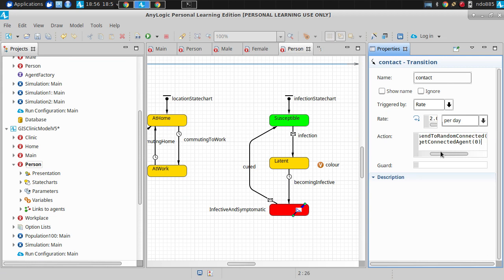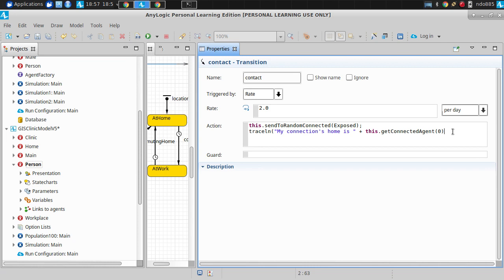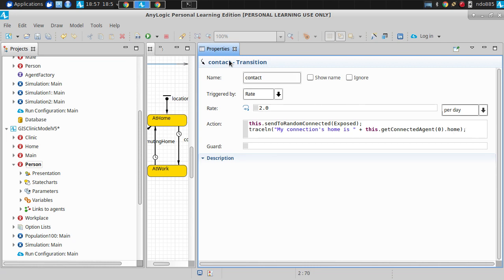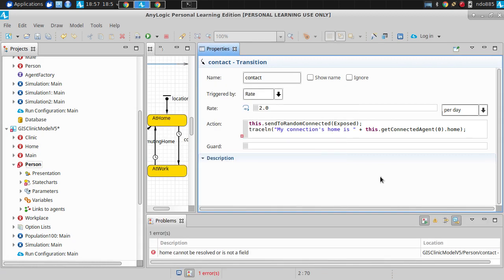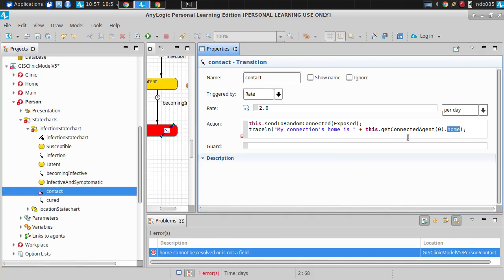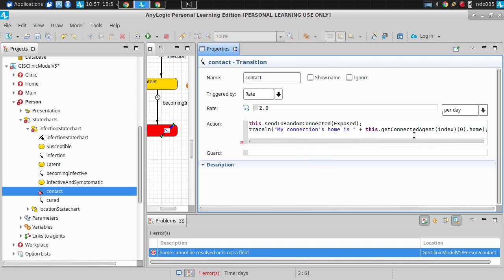But suppose I wanted to know their home. I want to say my neighbor's, my connection's home is such and such. I want to ask for their home. It's going to be an unhappy camper. Why is it going to be unhappy? Watch this. Why is it going to be unhappy with this? Look at that. Do you recognize that message? Double click here. Recognize that message? Why is it unhappy?